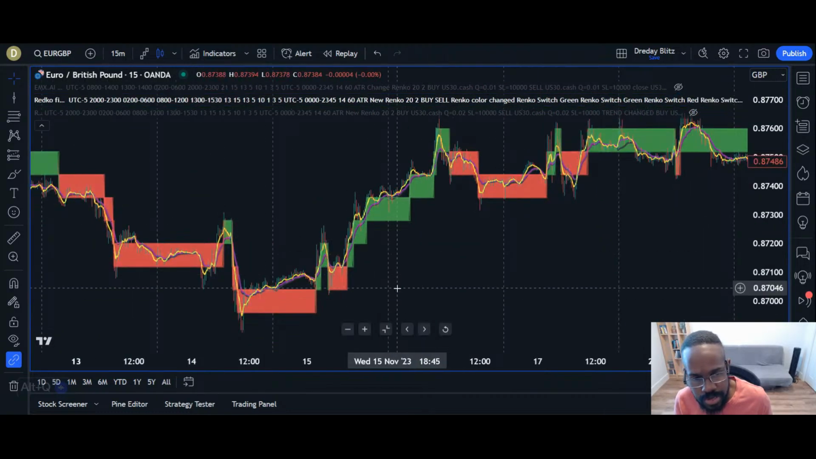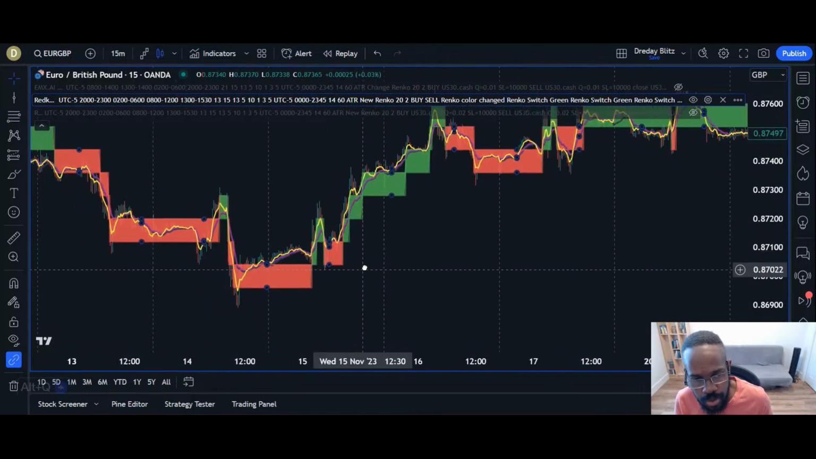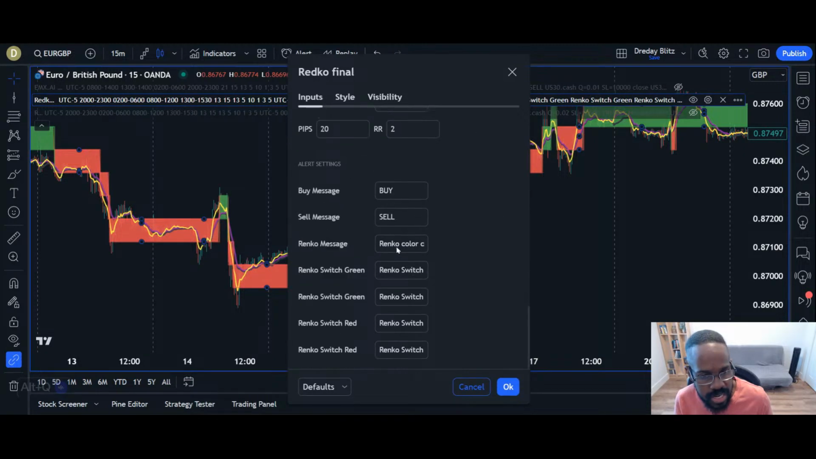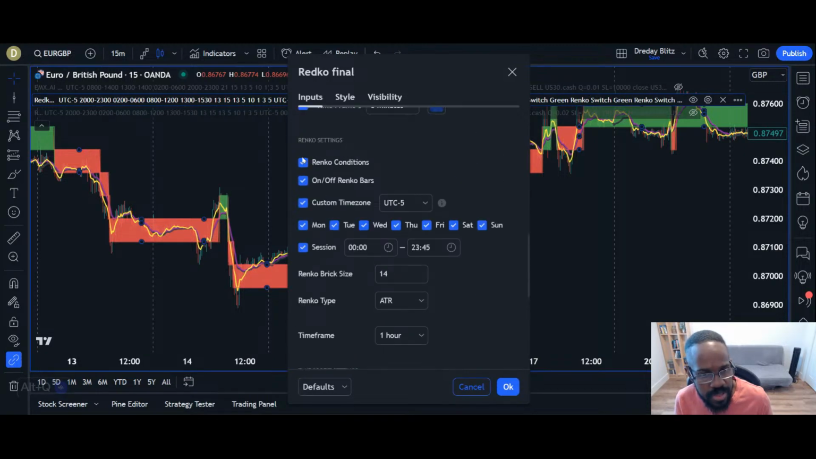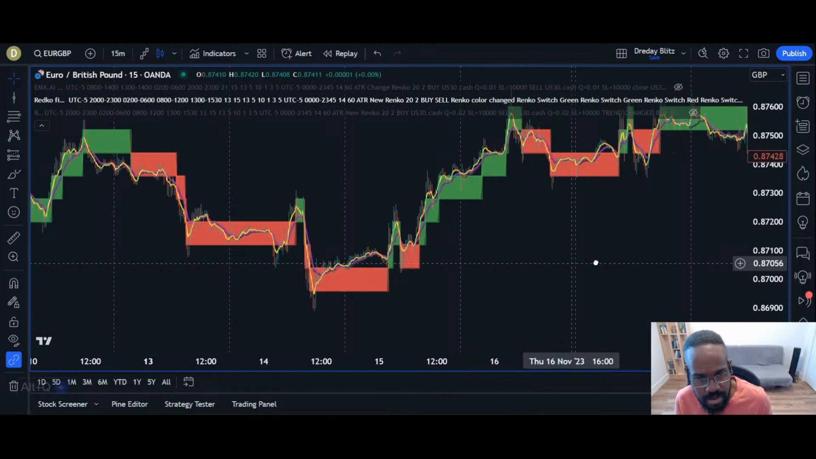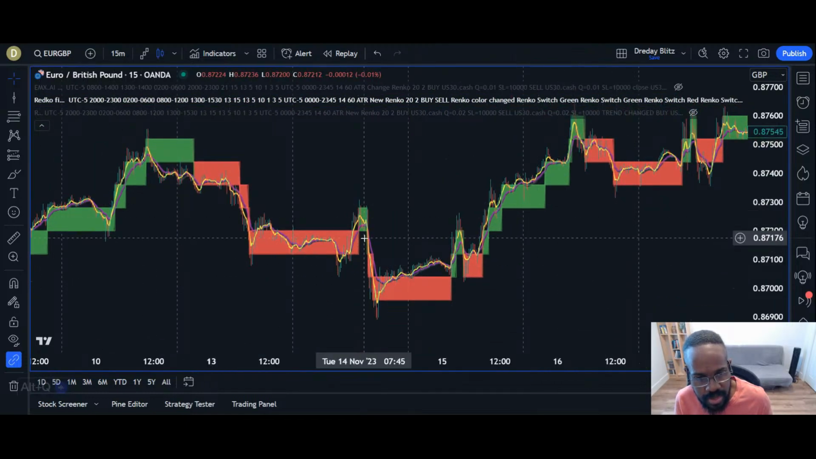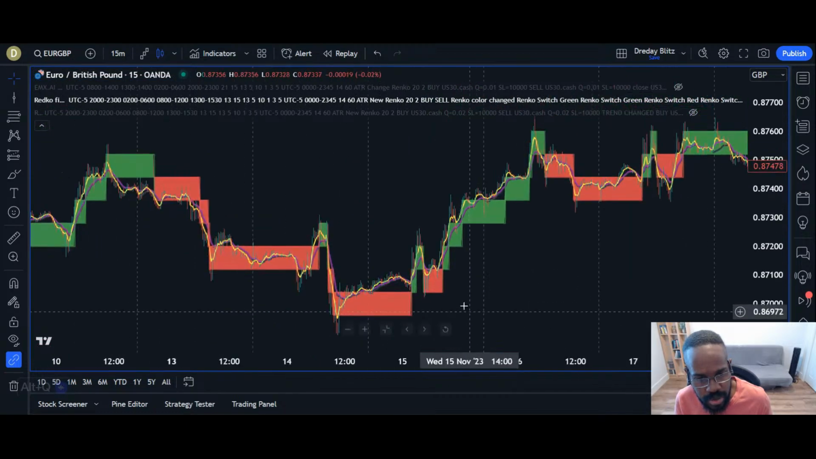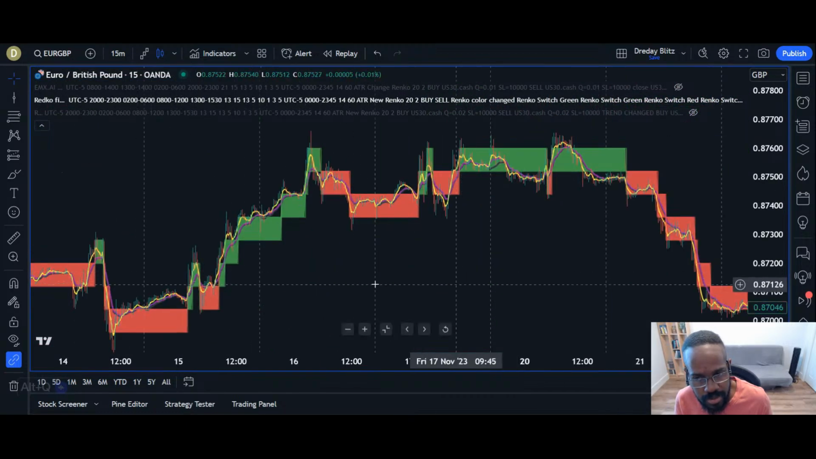So you're still going to receive notification for the Renko bars. So you just have to make sure that this section here, the Renko bar section, everything is checked. And you make sure that the session is put at midnight until the end of the day. So every day. So that way you're going to receive notification every time it's switching from green to red, red to green. And you're just trading off of the trend of the market. So you have the option to do that too.